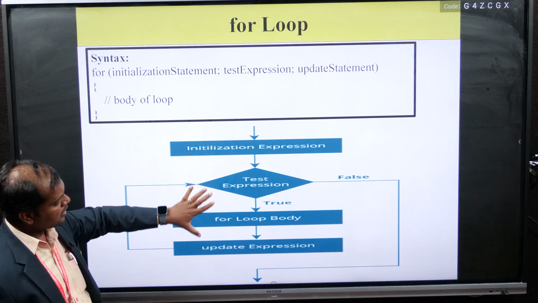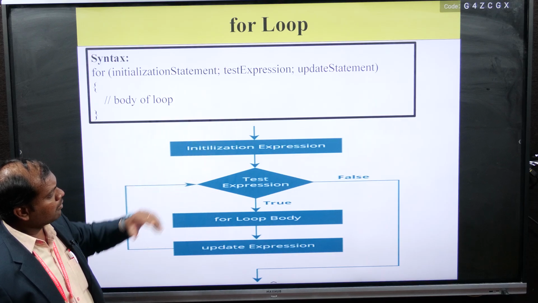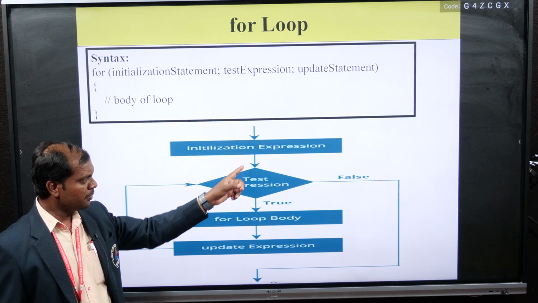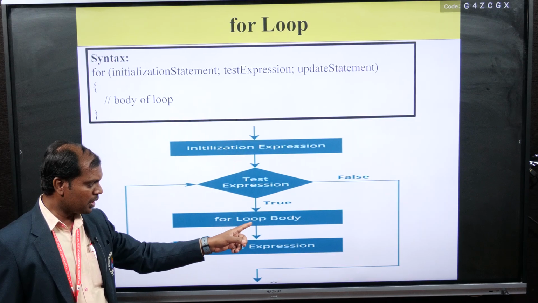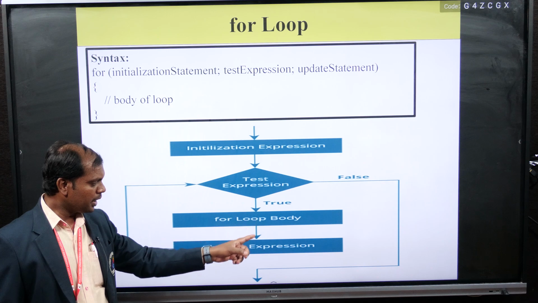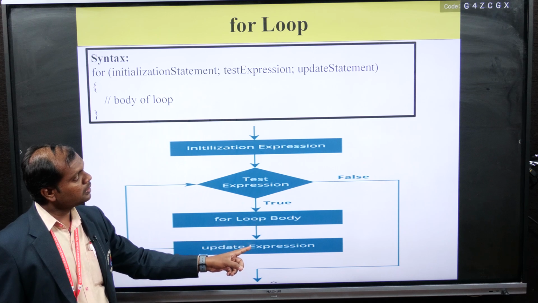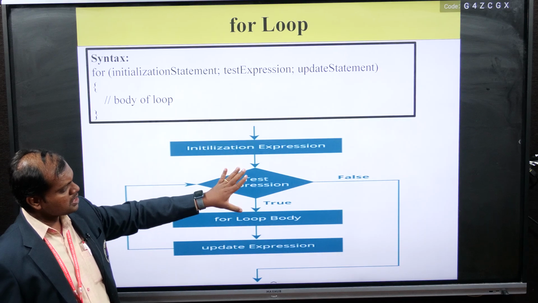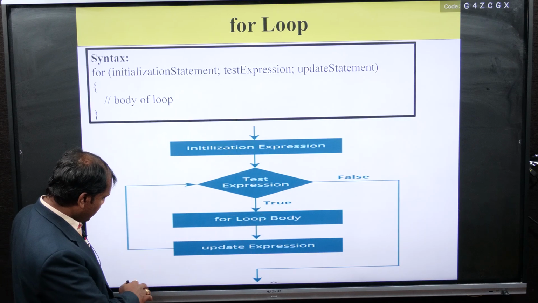Here we have a simple flow chart showing how it will be done. Here is the initializing expression. You are going to initialize the value, and it will check the condition. If the condition is true, we are going to execute the loop statements, and then in the updation part, the value will be updated, then again it will be tested. If the condition is false, it will terminate the loop.